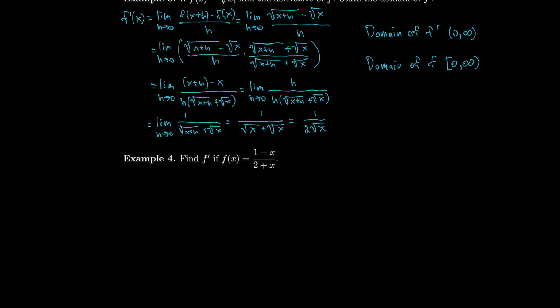For example 4, let's find f prime if f of x equals 1 minus x over 2 plus x. Same routine. We just look at our limit.